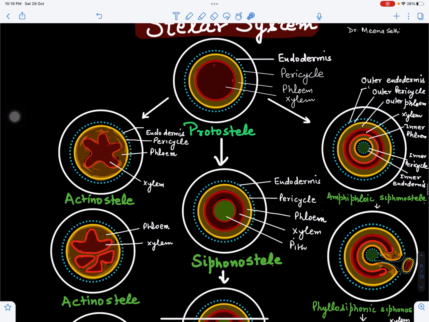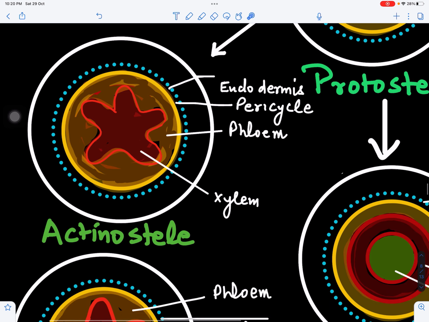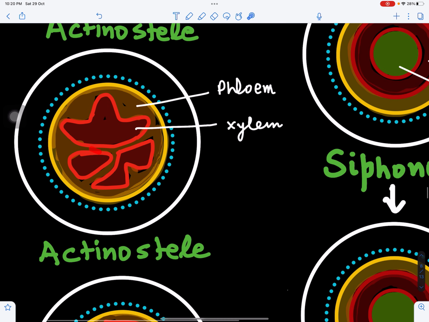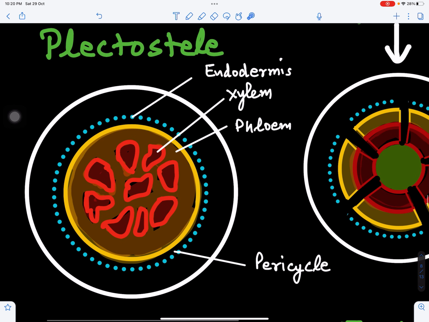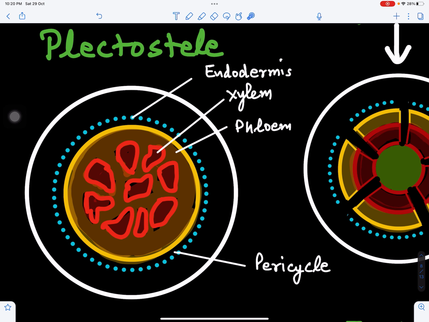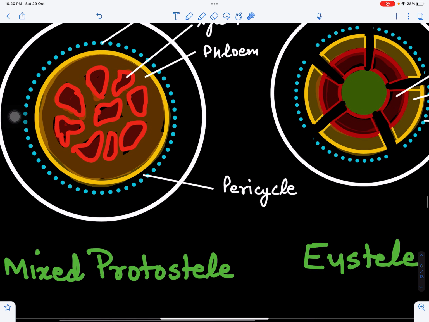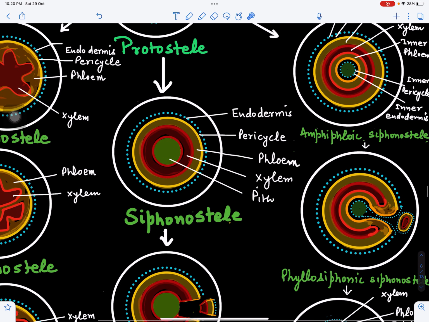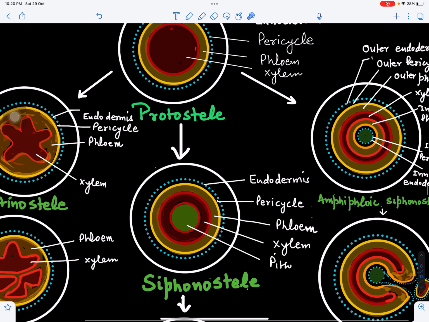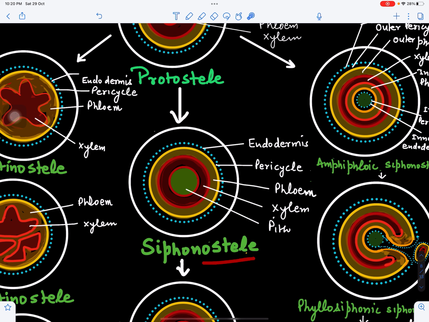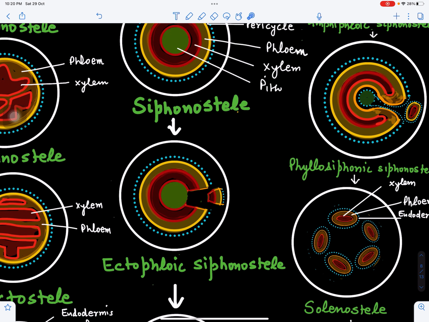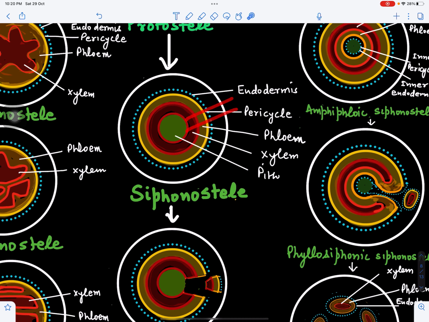So protostele, if it is having xylem in the star shape, actinostele. Now this is star shape, but this is breaking at certain places, again actinostele. Then patches are produced, this is plectostele. And if it is produced into fragments, then it is called as mixed protostele. So these are the types of protostele. Now we'll discuss about when pith appears in the center of this protostele, then it is called as siphonostele. Now this pith can be made up of parenchymatous tissue. This can be made up of sclerenchymatous tissue. So if from this supply is going toward the leaves, supply is going toward the leaf.